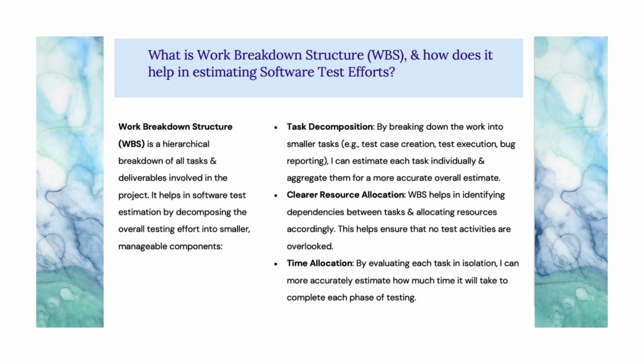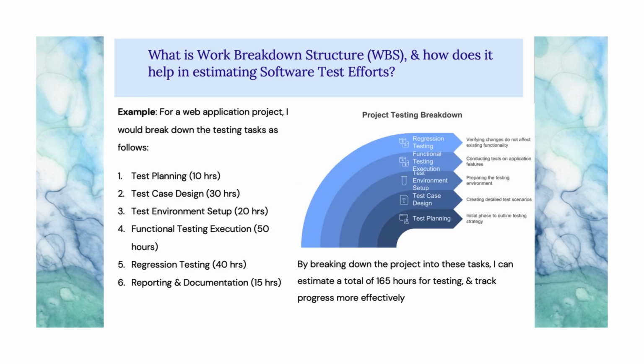What is work breakdown structure, WBS, and how does it help in estimating software test efforts? Work breakdown structure is comprised of task decomposition, resource allocation, dependencies, time allocation, tracking progress. Check the details below. Let's see an example of work breakdown structure.